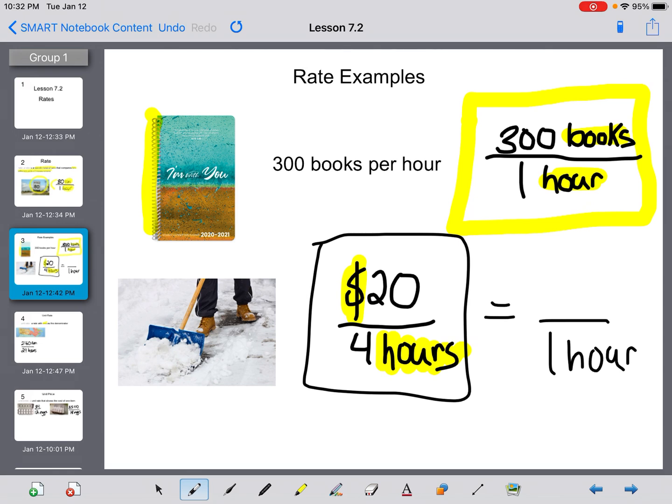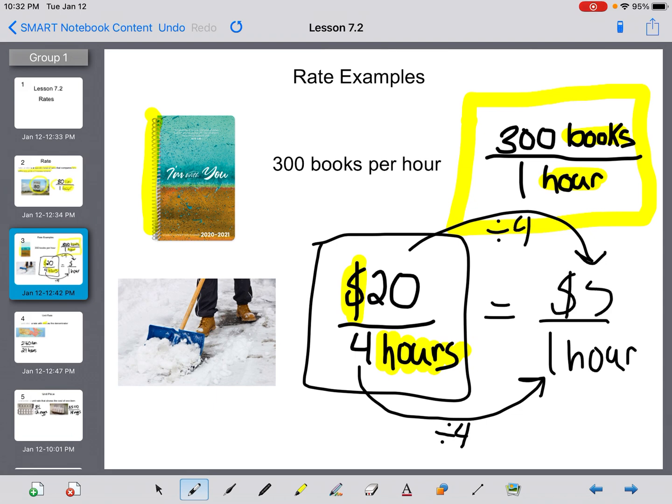So grade 7, we're basically working with fractions, equivalent fractions. You can ask yourself, what did I do to that 4 to get it to be a 1? I divided by 4. And then of course, remember to be fair with equivalent fractions, what you do to the bottom, you must do to the top. So I would divide by 4 here as well. And the rate that you would be paid, or the unit rate, because our denominator is now 1, is $5 for 1 hour. So that's an example of a unit rate.